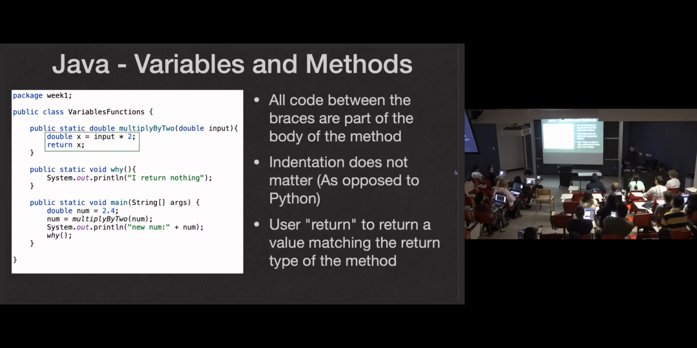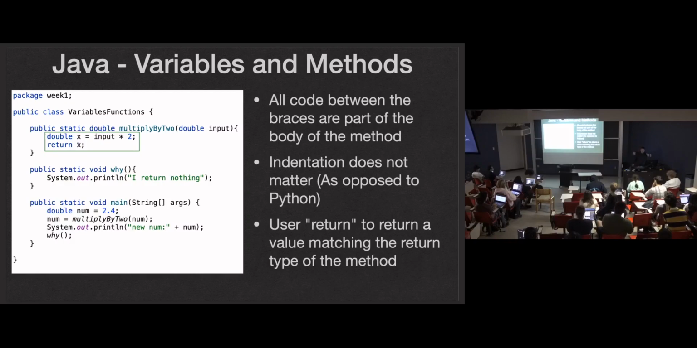And then finally, the body of the method, anything between the braces, is going to be the code that's executed when the method is called. Here I'm declaring another variable, naming it x. It's of type double, and it's going to have the value input, whatever is stored in this variable, times 2. And then return x. When I return a value, Java is going to make sure that that value's type matches the return type. So this is where that return type is going to be enforced.